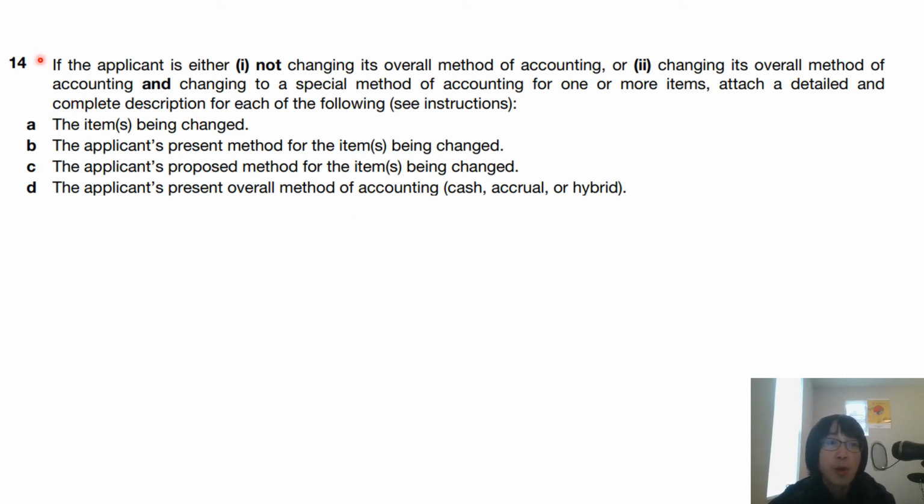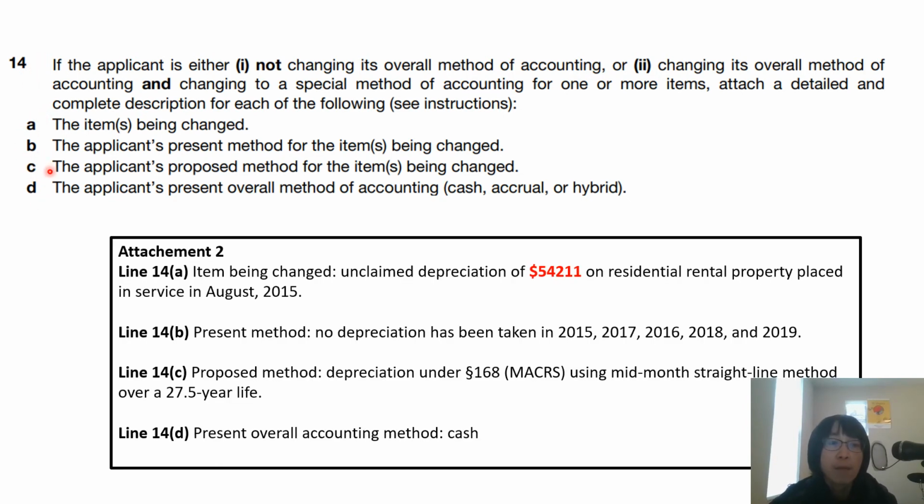The next tricky question is going to be question number 14. It has 4 small questions here. So I'm adding another attachment to my form, and it addresses the 4 questions one by one. The first one is asking for the item being changed, and I'm telling IRS the item is going to be the unclaimed depreciation of this number on residential rental property. And how did I get this number? You will see it in a moment.